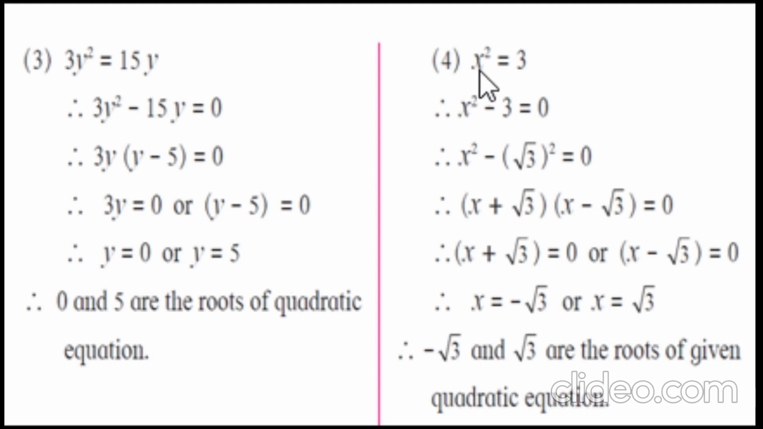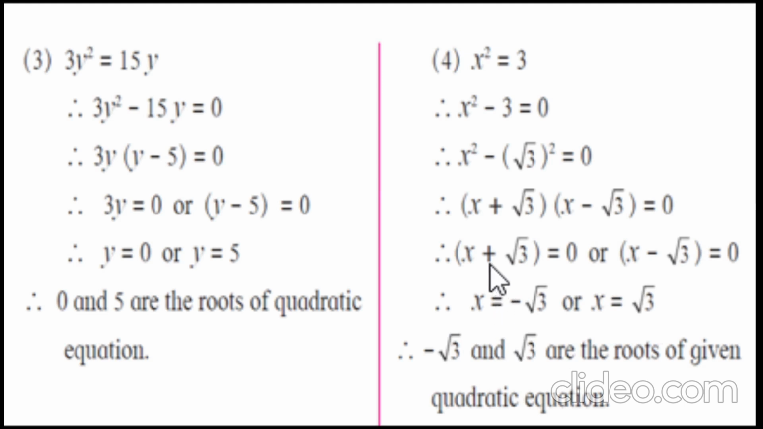Question number 4. x square is equal to 3. Therefore, x square minus 3 is equal to 0. 3 can be written as square of root 3. Therefore, using the formula a square minus b square, a plus b in one bracket, a minus b in another bracket, we get x plus root 3, x minus root 3 is equal to 0. Therefore, x plus root 3 is equal to 0 or x minus root 3 is equal to 0. Therefore, x is equal to minus root 3 or x is equal to root 3.